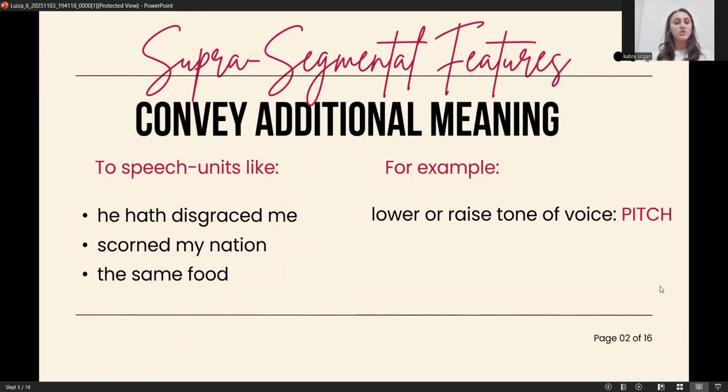We assign the additional meaning to speech units from 1 to 5 words that have a grammatical connection. Think of short sentences like "he had disgraced me," but also verb phrases like "scorned my nation," and noun phrases like "the same food." We use suprasegmental features to convey additional meaning. For example, to show anguish or anger, I can lower or raise the tone of my voice. It's called pitch.